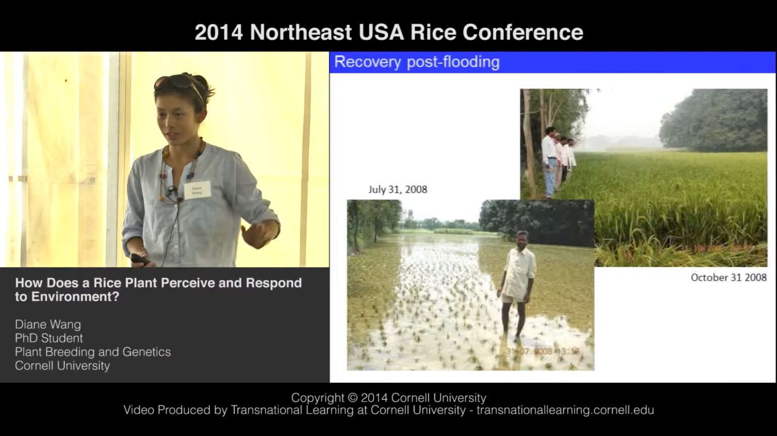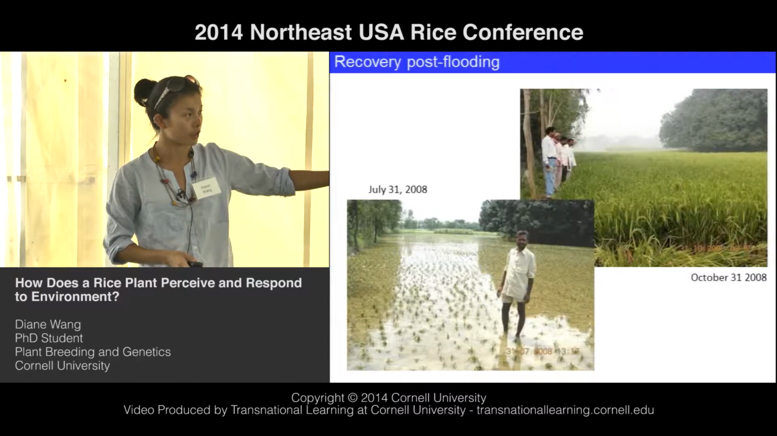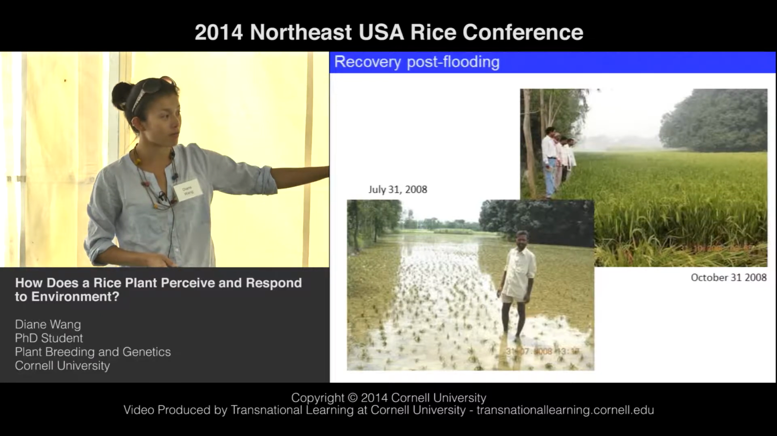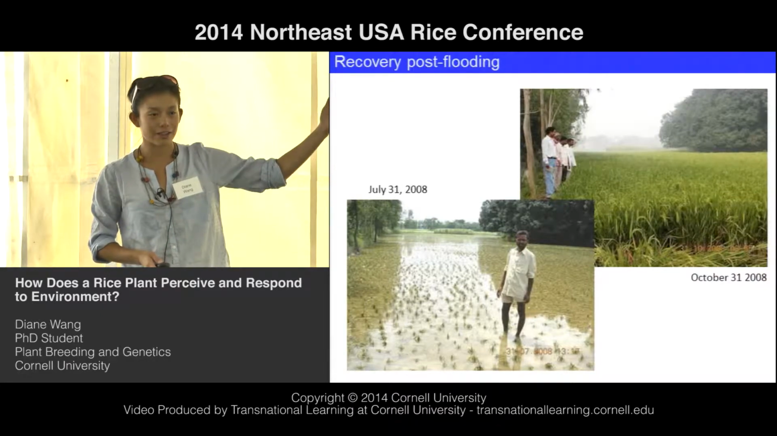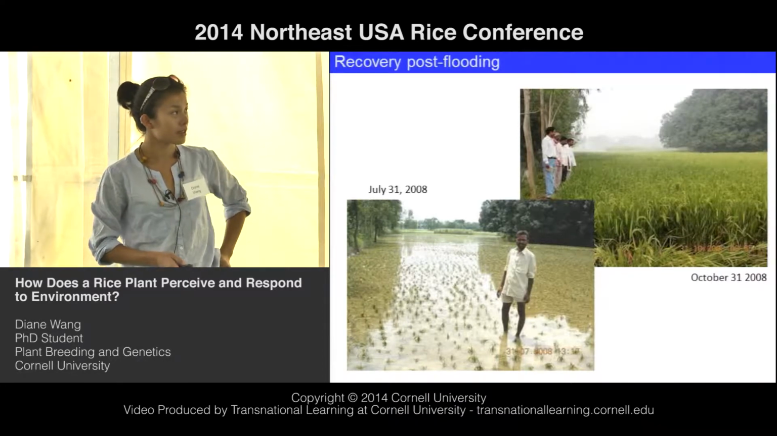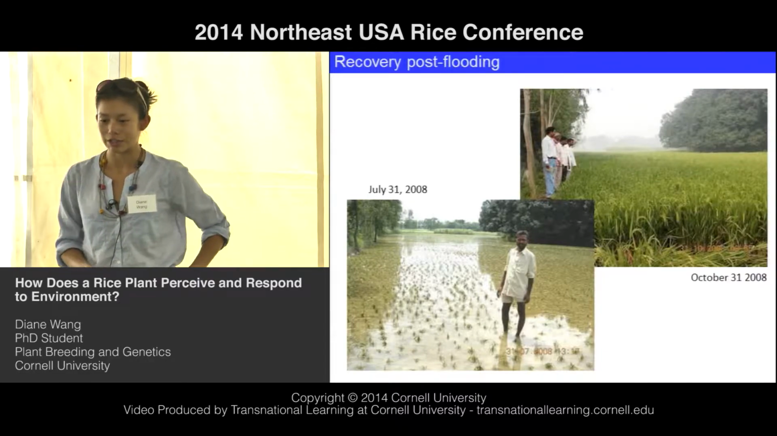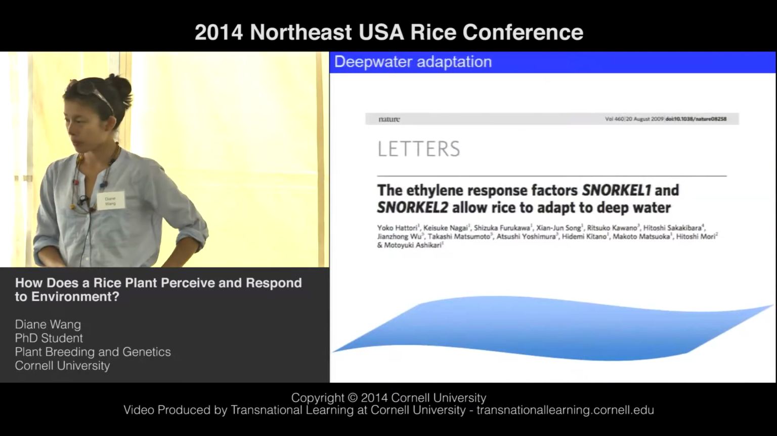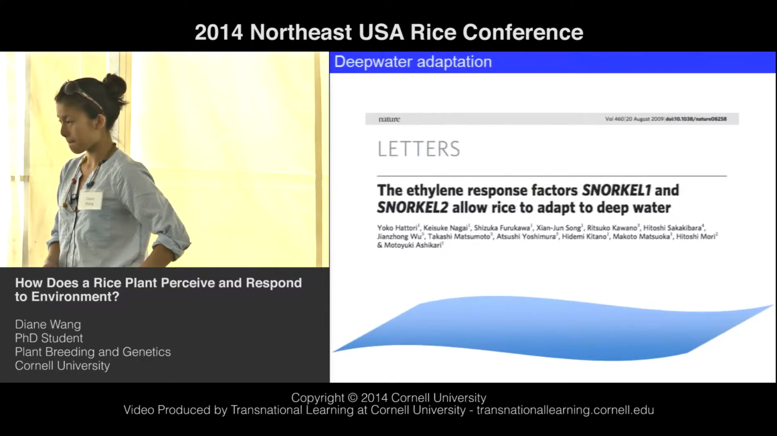Most of the time we want to see our seedlings sticking up very erect. They're kind of flopping over, but then you can see how well it recovers three months later on October 31st, 2008, and it looks like a completely normal crop. So this was a really fantastic thing to happen to the rice growing community in Asia. Mention that it's a traditional variety, just bred through breeding, not a GM.